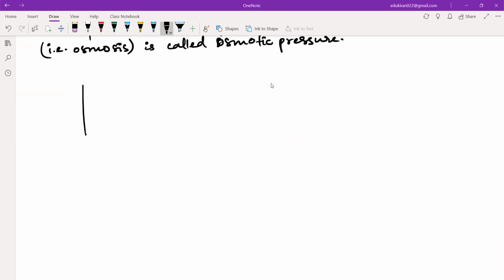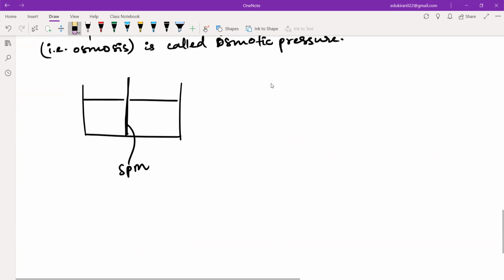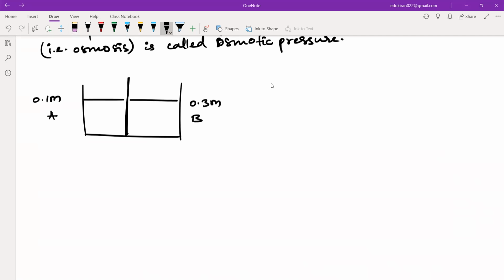Now, let us suppose we have this semi-permeable membrane. This black line is my semi-permeable membrane. Again I have two compartments, compartment A and compartment B. We have a 0.1 molar solution in the A compartment, and 0.3 molar in the B compartment.